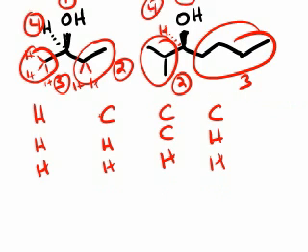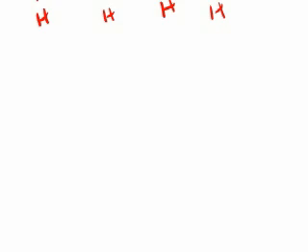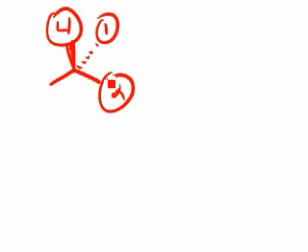Now, once we've assigned priorities, we then need to convert that into R or S. So let's say we have a stereocenter, and we have already assigned priorities. And let's say it looks like this. 1, 2, 3, 4. It no longer matters what the groups are anymore. Now that we've got 1, 2, 3, 4, we can assign the configuration.